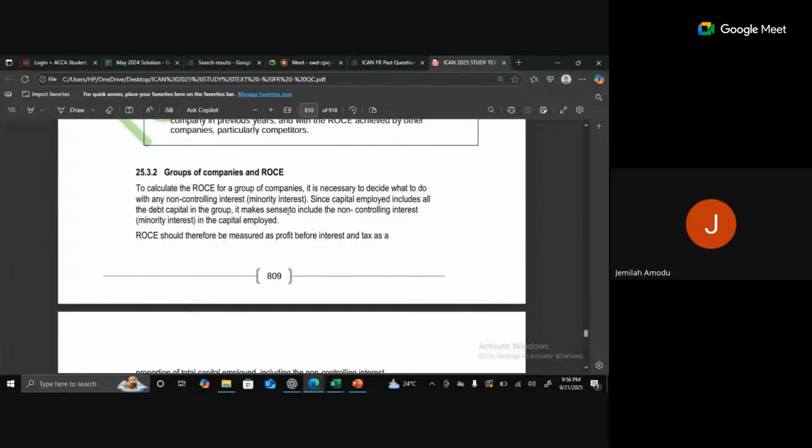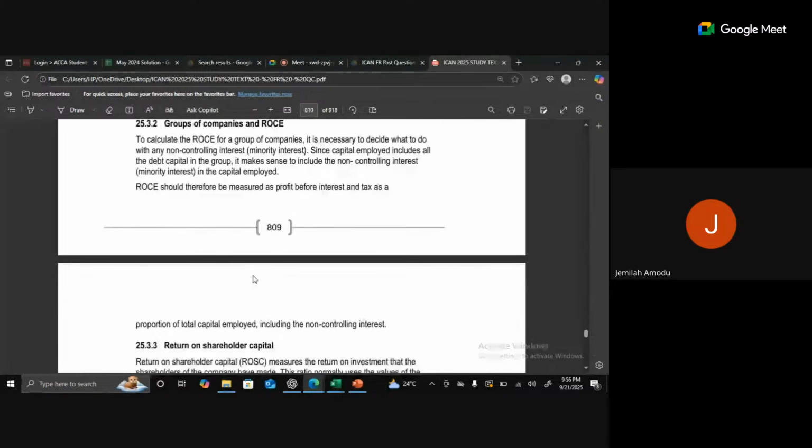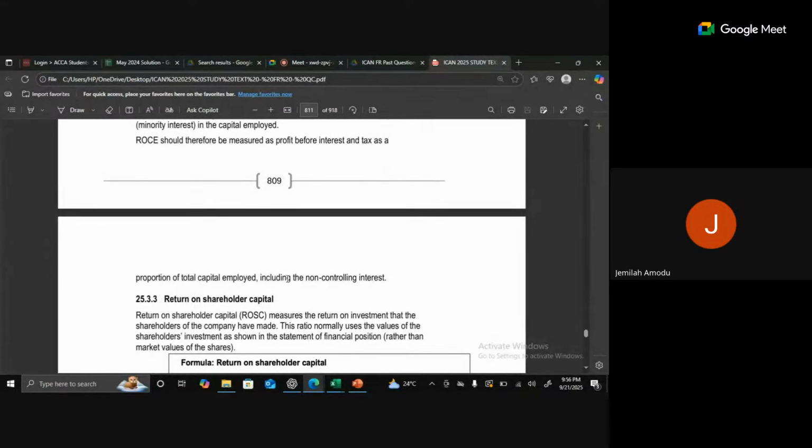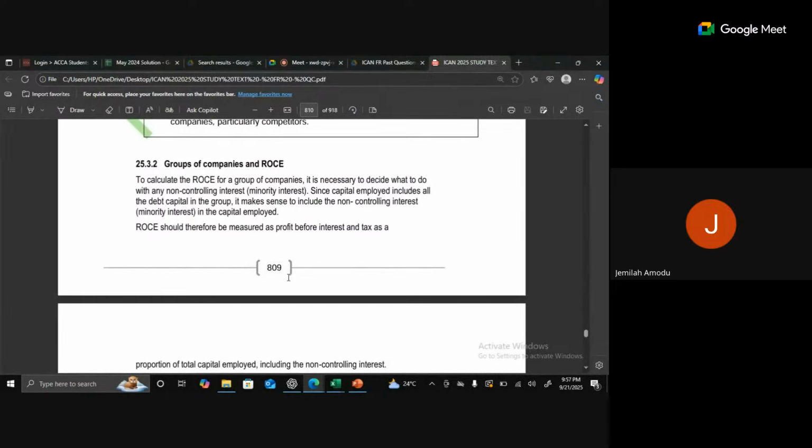It makes sense to include the non-controlling interest in the capital employed. So ROE should therefore be measured as profit before interest and tax as a proportion of total capital employed, including non-controlling interest. They are not trying to confuse you. It's still the same thing. Your capital employed includes that part that belongs to non-controlling interest.